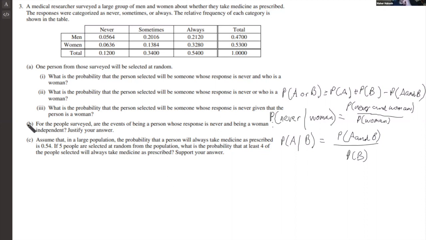Next one's a little tricky. I'm going to give you guys a couple minutes for that one for sure. For the people surveyed, are the events of being a person whose response is never and being a woman independent? And justify your answer.